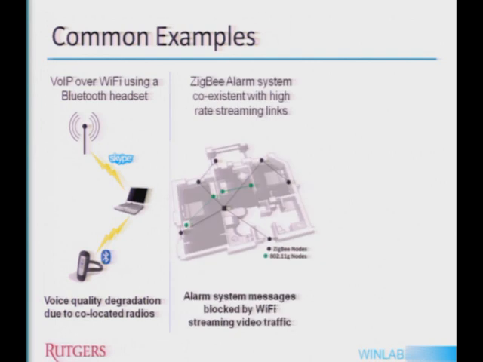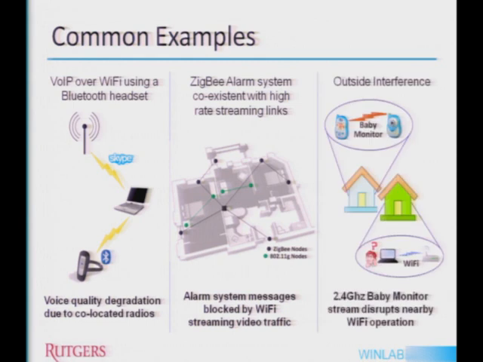A more critical example is if you have a ZigBee-based intrusion detection or fire alarm system in your house, and you also have streaming video devices, like a set-top box which streams high bandwidth videos to your TV. What we have seen is that these high bandwidth videos can really kill the low power ZigBee devices, and in case of a critical alarm, those alarms could be missed, and that's a critical problem. In this situation, we would like to sense whether this kind of overpowering interference is there or not.